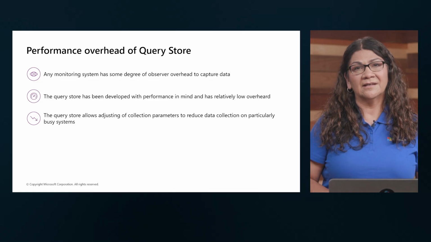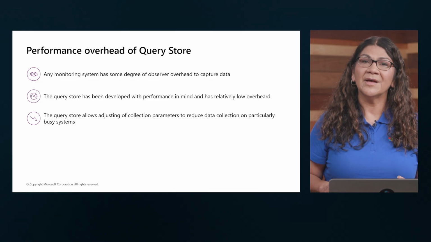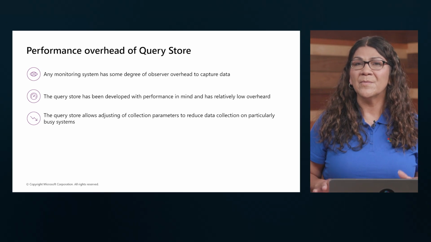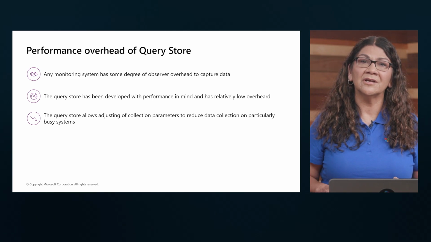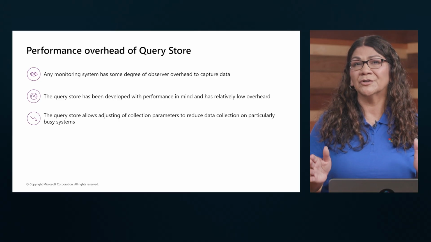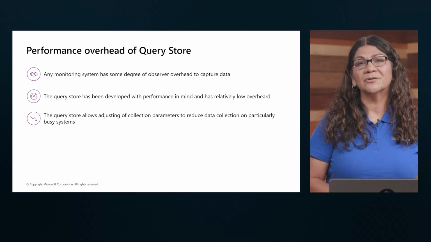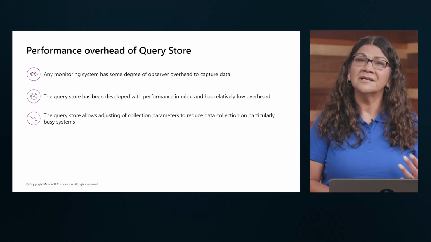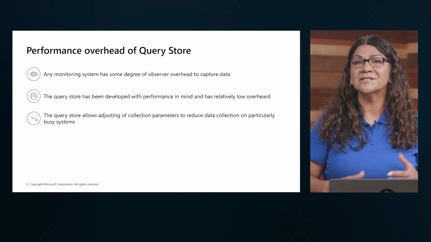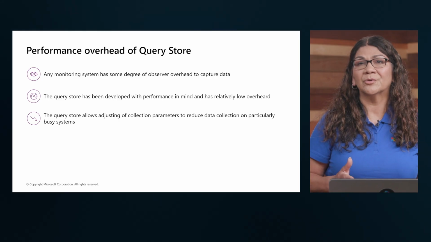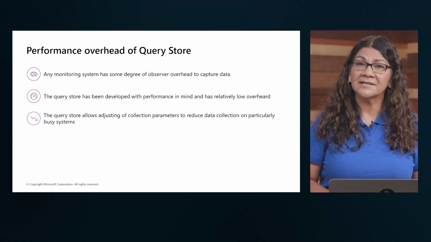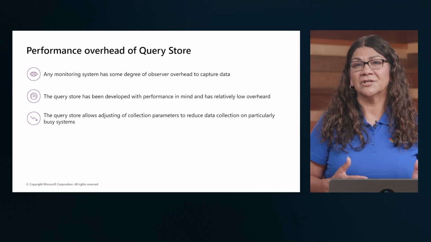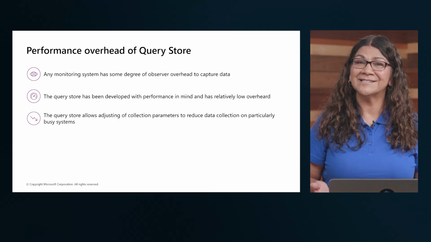Collecting data in any system has an execution cost of CPU cycles, memory, and disk utilization, also known as observer overhead. The Query Store is designed to minimize this impact on its data collection. Data for the Query Store is written to memory for each new query and for each query execution. If this was written to disk for each execution, the performance overhead would be significant.